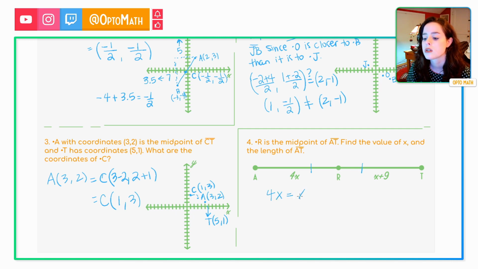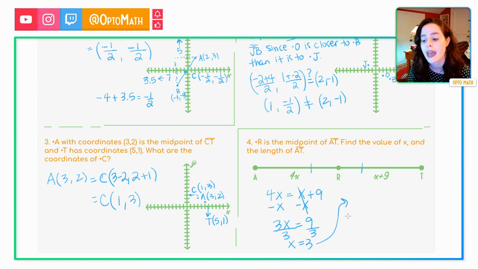4x equals x plus 9. Now let's just solve this equation. Subtract x from both sides. That simplifies to 0. 4x minus x is 3x, and that equals 9. Divide both sides by 3. And x is 3. Now we found x, that's part of our question.